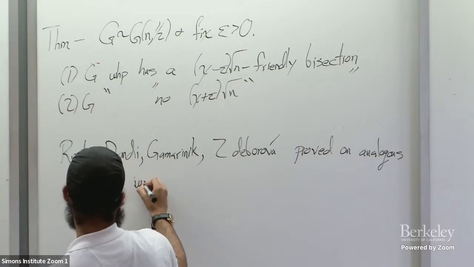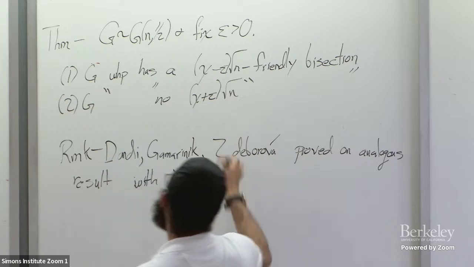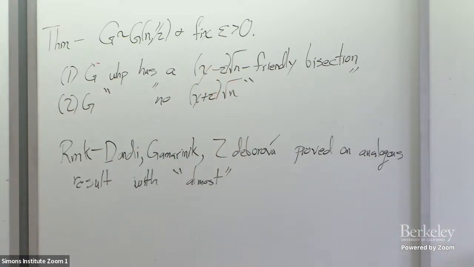With almost, and the same constant gamma times square root n. So that'll be a remark. And yeah, I might discuss the almost at the end. Okay.